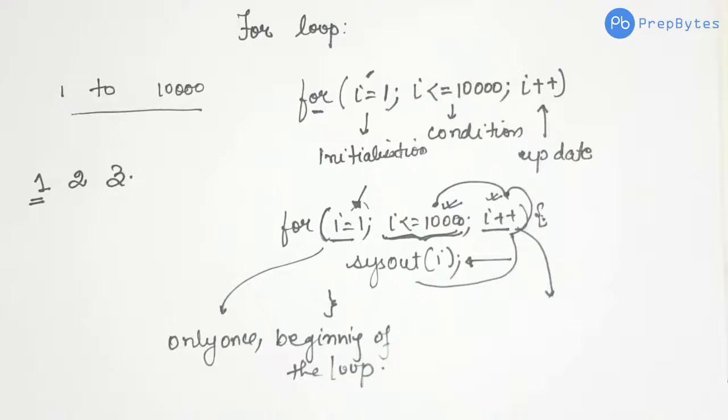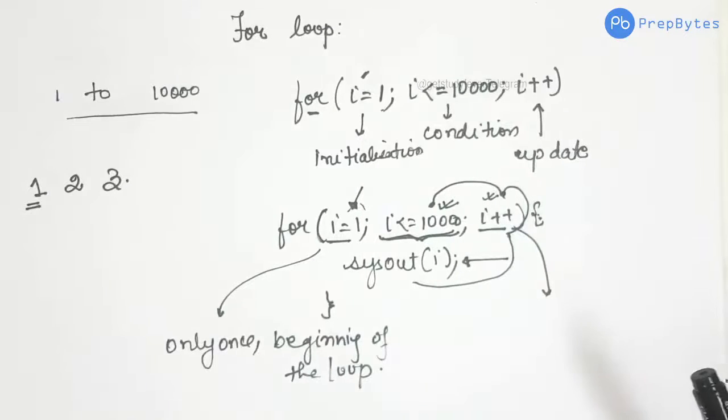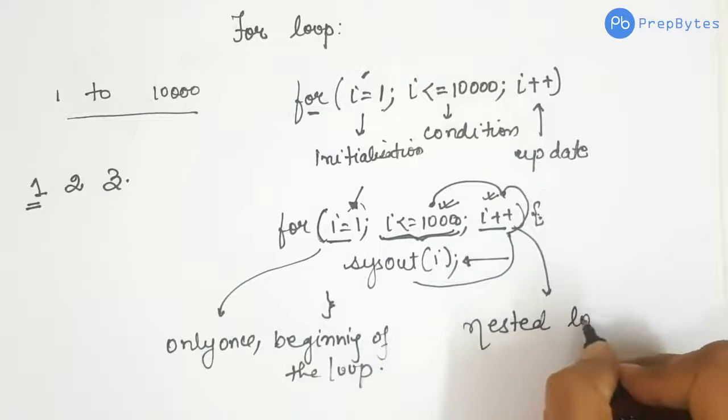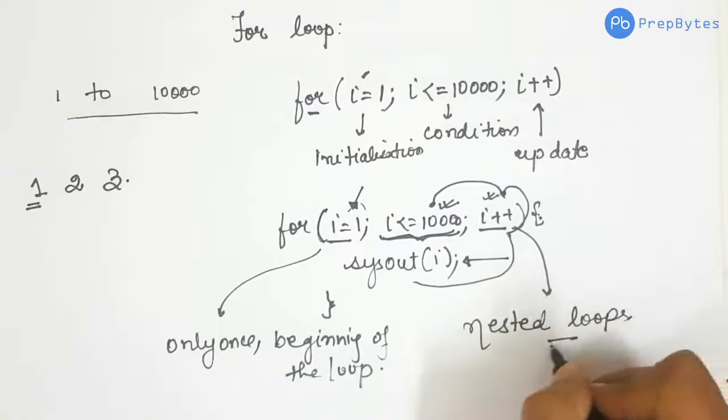So generally we don't use do while unless we have a scenario where we have to execute the loop at least once. Apart from that, we generally use the while loop and the for loop. So this was all about loops. Whatever we have seen till now were single loops. Now we are going to talk about nested loops. So let's talk about nested loops.